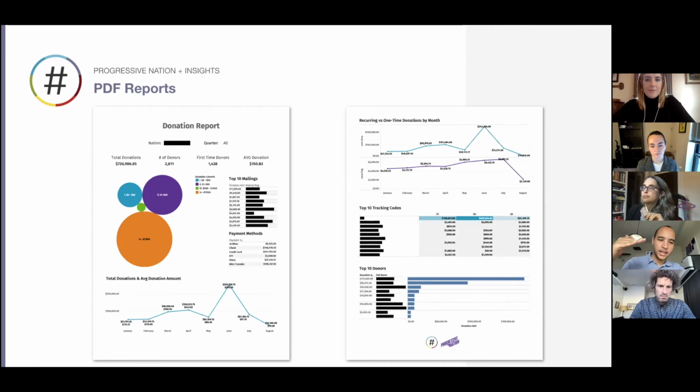You see all the redacted pieces. That's just because this was live data, so we didn't want to share that on behalf of the client. But you could also break down recurring versus one-time donations, and again that tracked over time. Top 10 tracking codes. So these take the tracking codes that are in your nation and break them down. This is by quarter, so we've decided to group them by quarter 1, 2, 3. And you can see which ones are the highest and have brought in the most during those quarters.